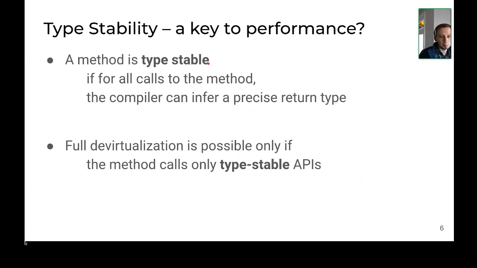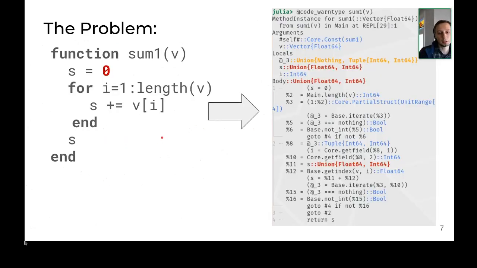Type-stable methods are methods that possess this property: given concrete input types, the compiler should be able to infer a concrete, or precise, return type. And the desired property is full devirtualization, so we have no dispatched calls at all. And the methods that are fully devirtualized can only call type-stable APIs. That's one of the theorems from that paper, but that's not the point of today's talk. Today, the point of my work these days is that we are unsatisfied by the state of the art in Julia practice.